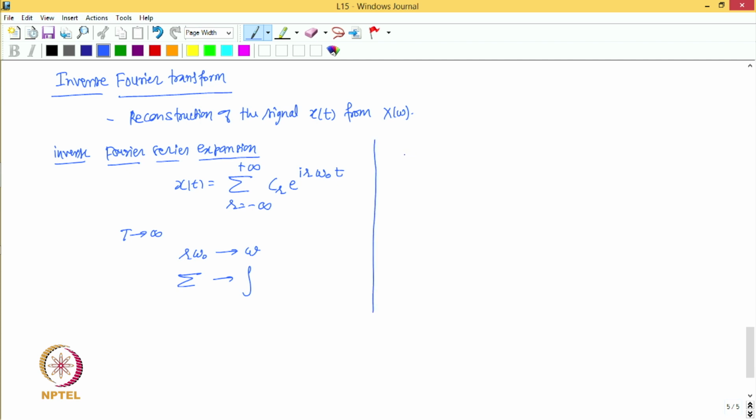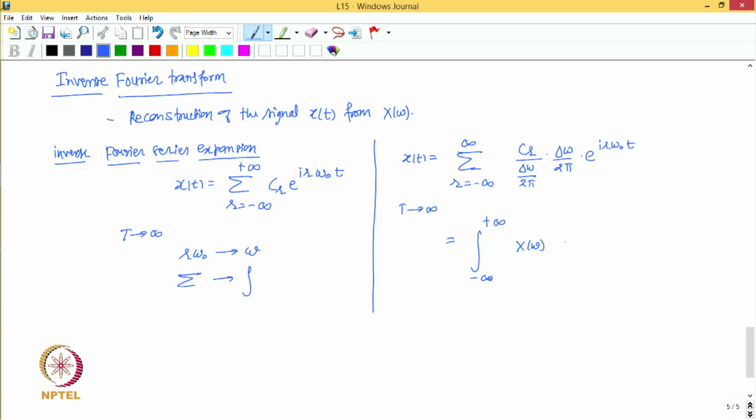So, let us write this down. We can rewrite x of t as the sum from r equal to minus infinity to plus infinity of Cr upon delta omega upon 2 pi, into delta omega upon 2 pi, into e to the power i r omega naught t. Now we find the limit when T tends to infinity. On the right hand side, the summation sign will be replaced by integration, and the limit of Cr upon delta omega upon 2 pi is nothing but X of omega, which we found in the forward Fourier transform.